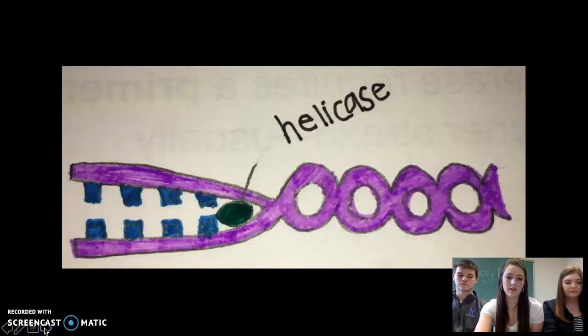In this photo, you can see the enzyme helicase is separating the 2 DNA strands right here, and it's separating the nitrogenous base pairs.